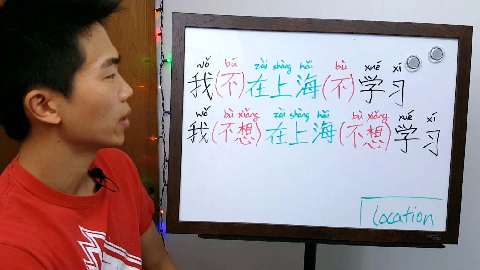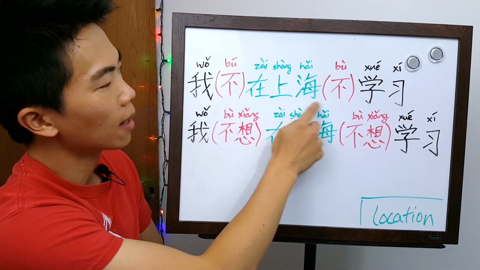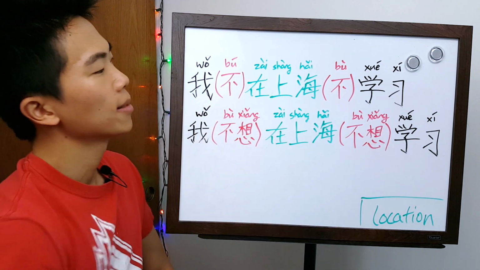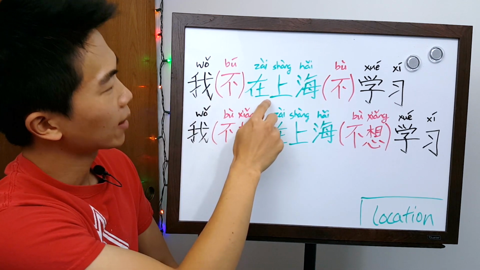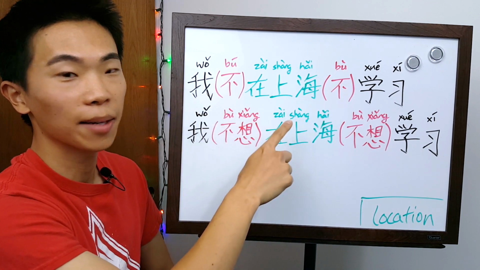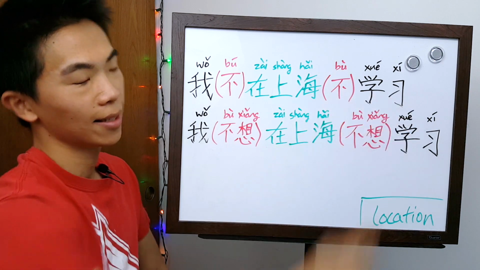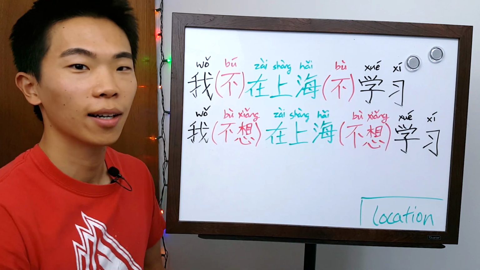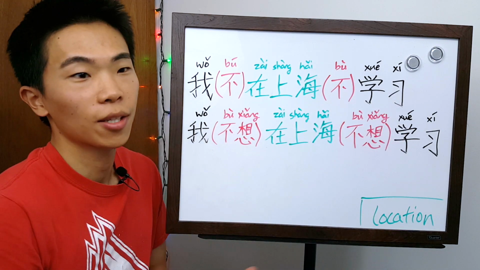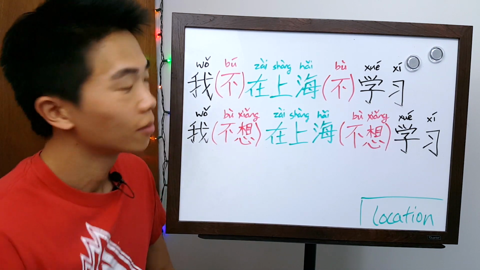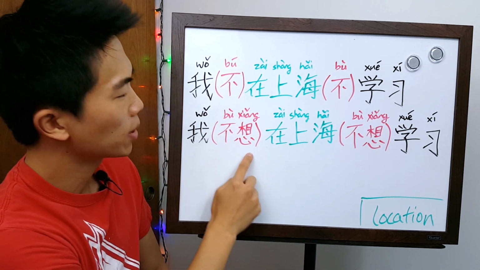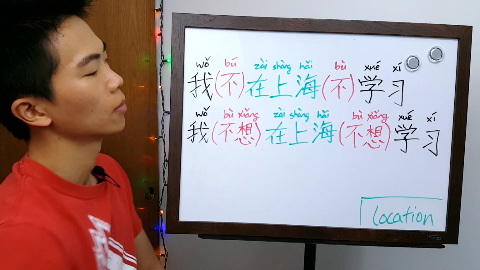The second scenario is 我在上海不学习. So in this sentence, you're saying you are in fact 在上海, 我在上海. You are in Shanghai, but you're not studying while you're there. Maybe you're in Shanghai on a business trip. 我在上海不学习, 我在上海做生意. Okay?